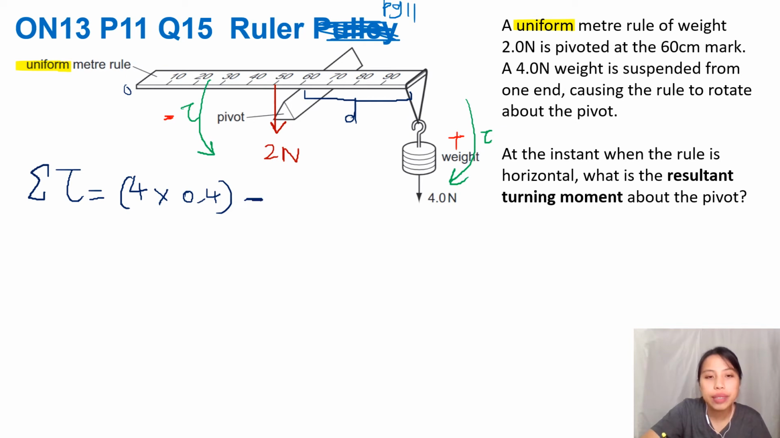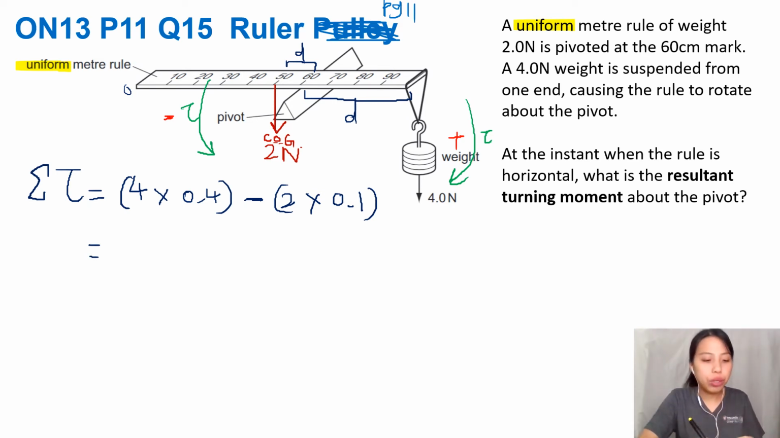Plus minus, the other side, so the center of gravity, let's label it COG or CG. Center of gravity. That one will be 2 newtons times, not 50 again, the distance between 50 and 60, so that's 10 cm, so 0.1 meters. What do we get here? Resultant torque: 4 times 0.4 minus 2 times 0.1. So we get 1.4 Newton meters for this case.